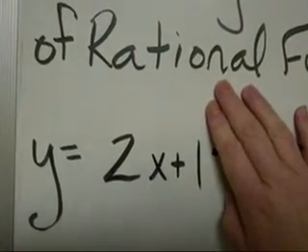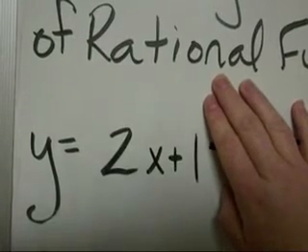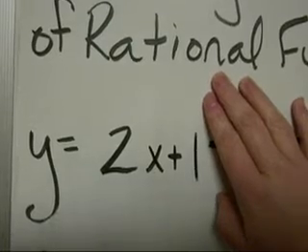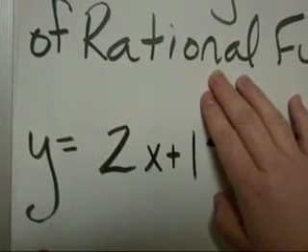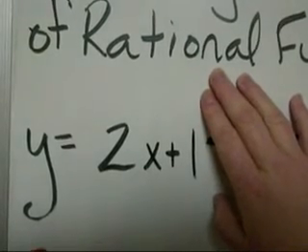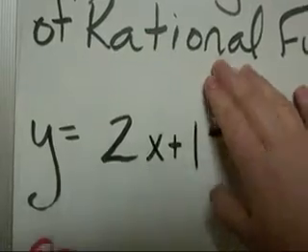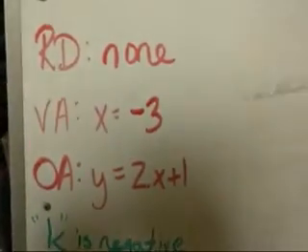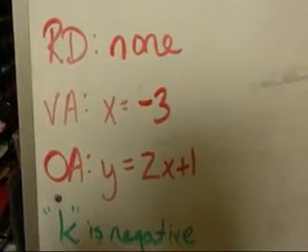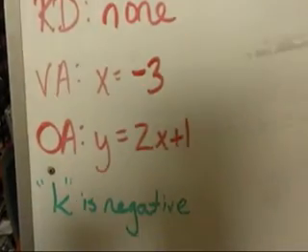This time, I don't just have a number. I have an x. This tells me I no longer have a horizontal asymptote. I have what's called either an oblique asymptote or a slant asymptote, because it'll be drawn as a diagonal line. Again, you should be recognizing y equals mx plus b. So, no removable discontinuity, the vertical asymptote at x equals negative 3, an oblique asymptote at y equals 2x plus 1, and my k value is negative.